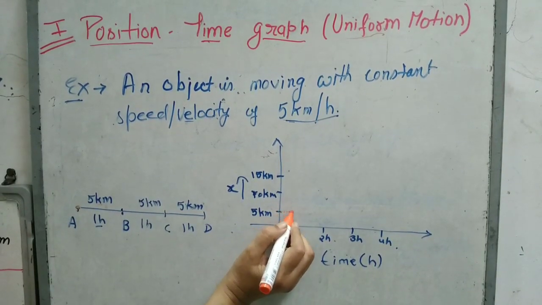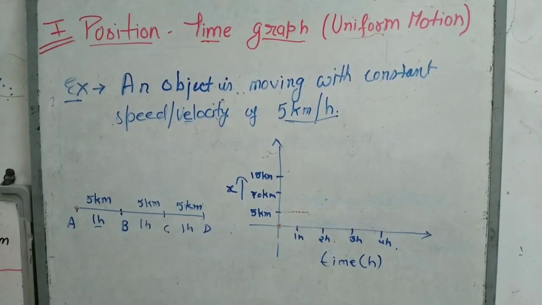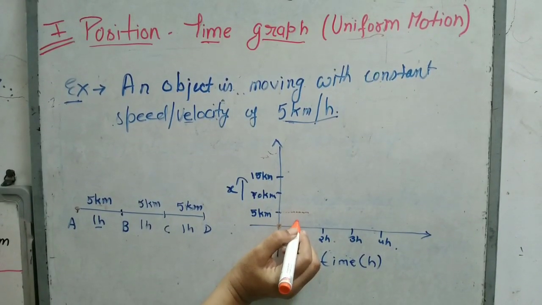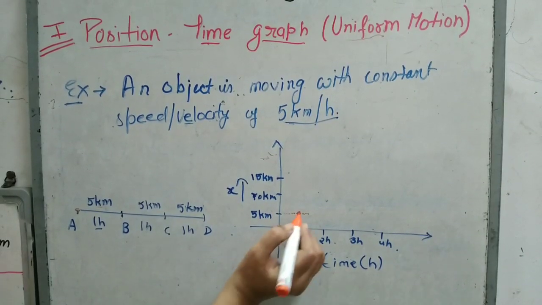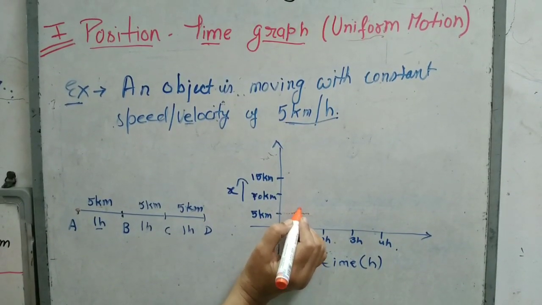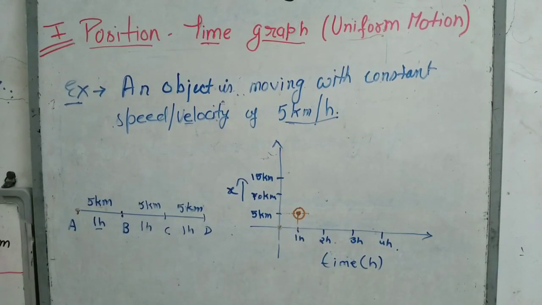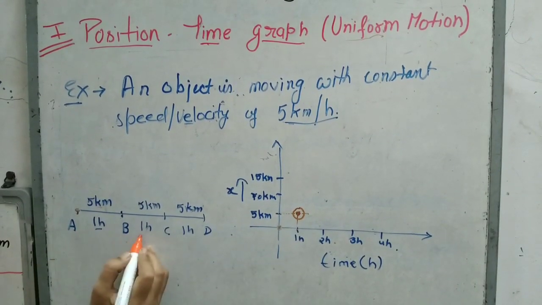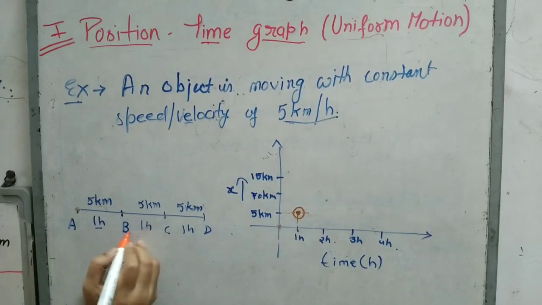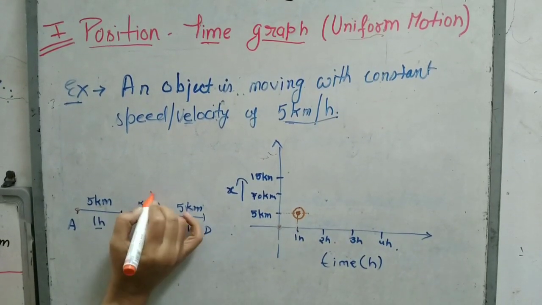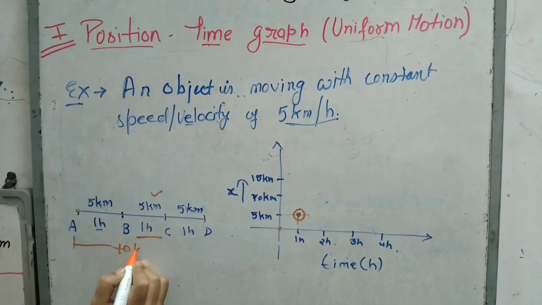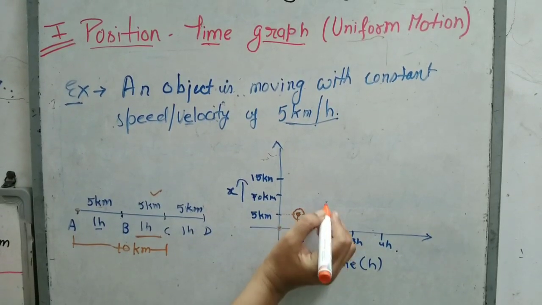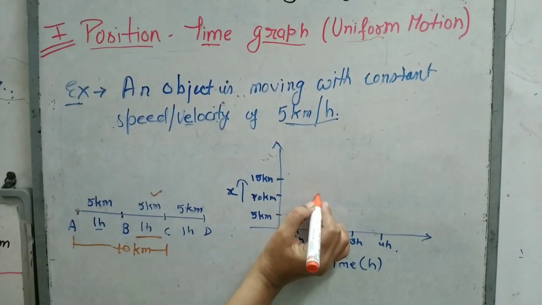Now from 1 hour and 5 km, we can draw the line perpendicular to the position axis or perpendicular to the time axis. They will meet at some point, and this will be our meeting point. Now from A to C, if we find the distance from A to C, the object has travelled 5 km more, so the total distance will be 10 km. Okay. Now we will draw this on the graph.